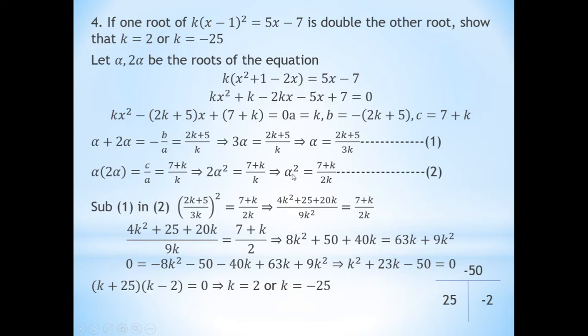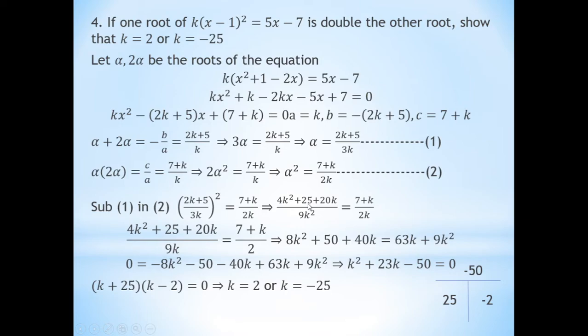Now you have to eliminate alpha. To eliminate alpha, I am going to substitute this alpha value, which is 2k plus 5 divided by 3k, in the second equation. It means substitute 1 in 2. So in the place of alpha in the second equation, I am going to replace 2k plus 5 divided by 3k. So there is a square, so I put the square here. Now I have to make the square for the numerator and also for the denominator. So if you have the square for the numerator, it looks like the a plus b whole square formula. What is a square? 2k the whole square, so 4k square. What is b square? 5 square means plus 25.